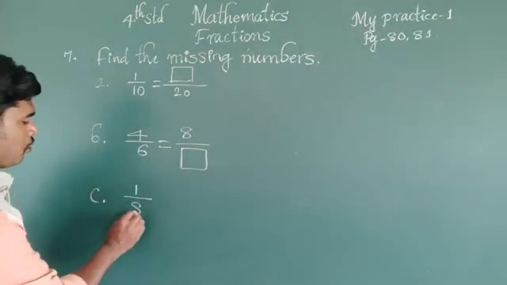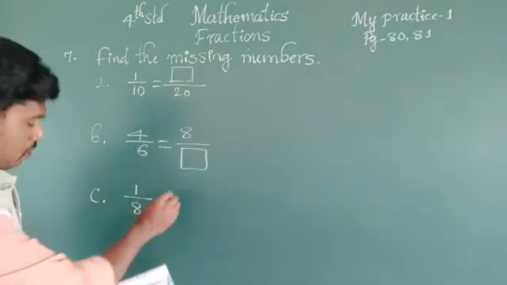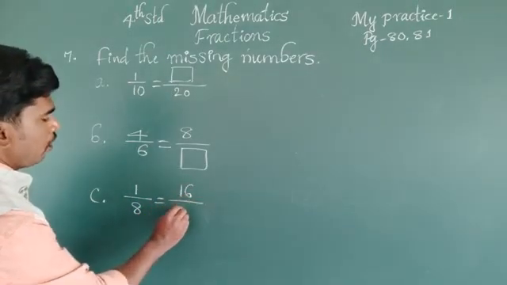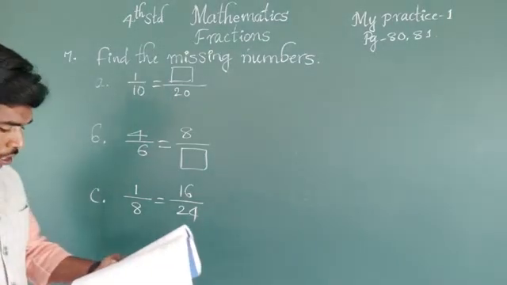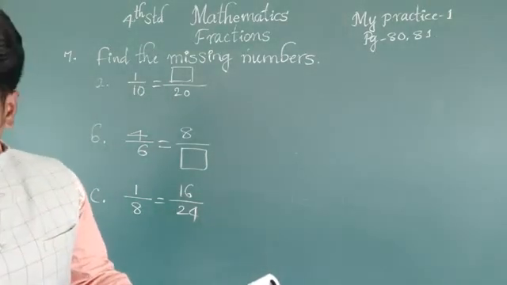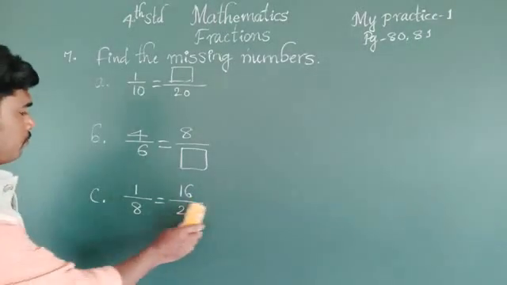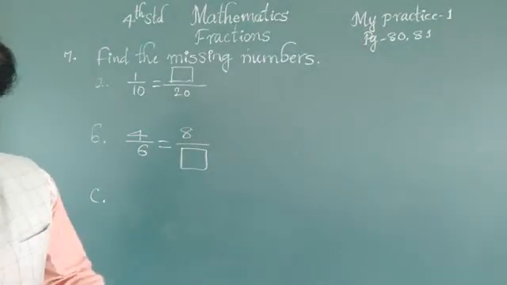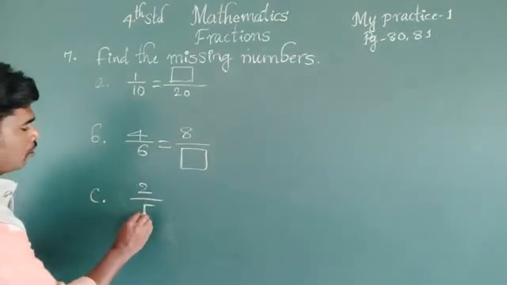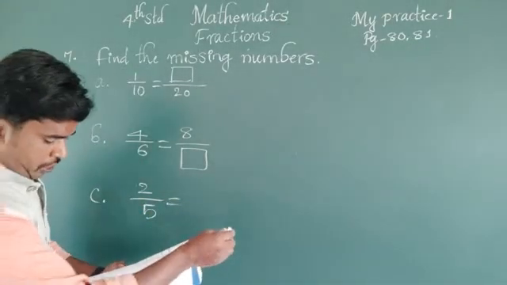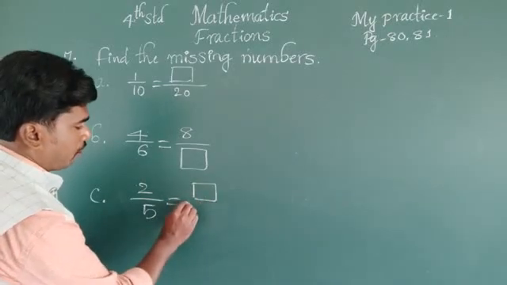1 by 8 is equal to 16 by 24. Sorry. So I have written the answer. One more I could give: 2 by 5 is equal to dash by 20.